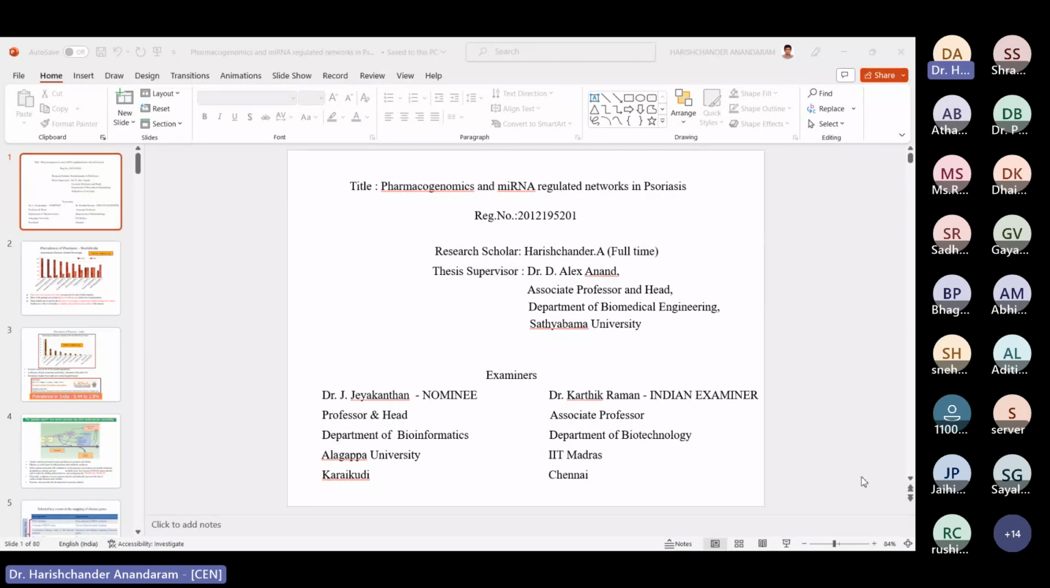Based on these leads, my thesis was guided by Dr. Daniel from Sathyabama University, and the examiners were Dr. Jayakanthan, Professor and Head of the Bioinformatics Department at Sathyabama University, and Dr. Karthik Ram, my Indian examiner.